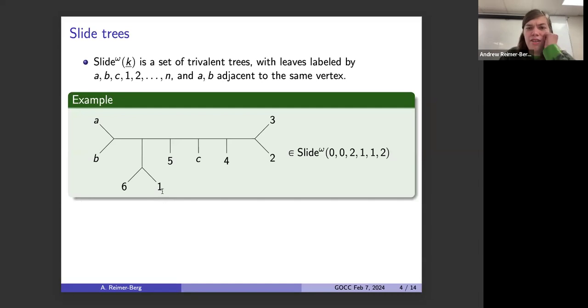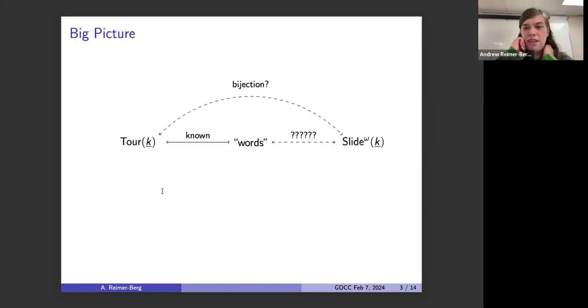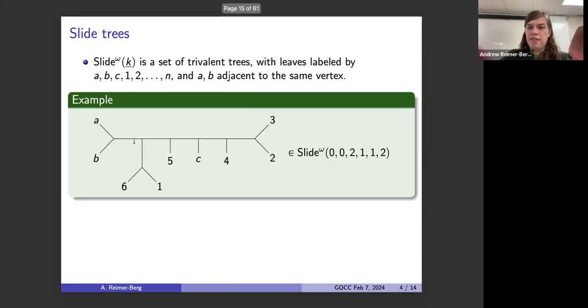I guess the other thing I should mention, going back here, that makes this problem particularly interesting is that tournament of K is also a set of trees that satisfy the same characterization. But the difference is, if you create a tree that satisfies these properties, it's going to lie in exactly one tournament set. So the tournament sets partition the set of all such trivalent trees, whereas the slide sets are sort of maximally overlapping. Given some tree, it could live in more than one slide set. It might lie in none of them.